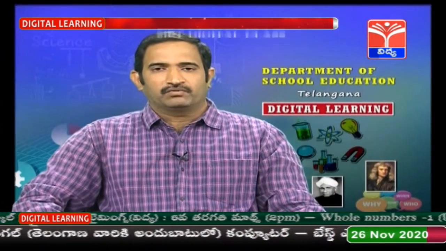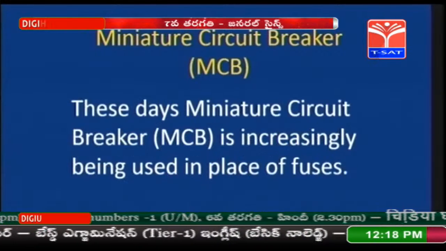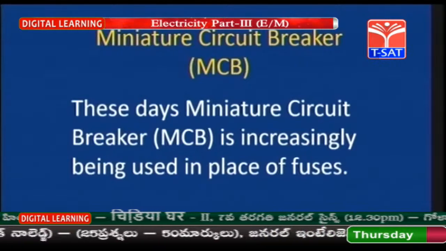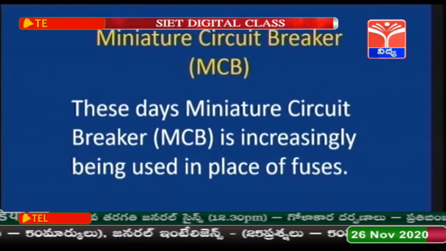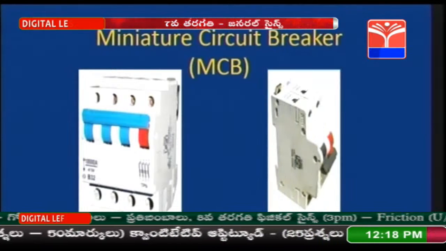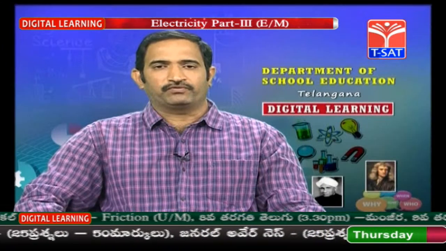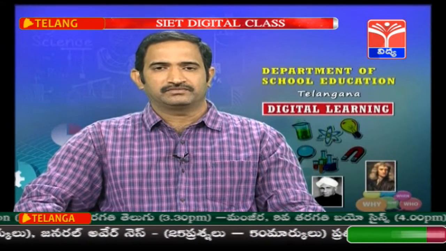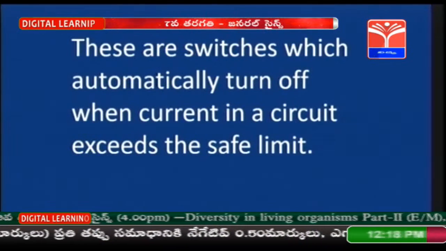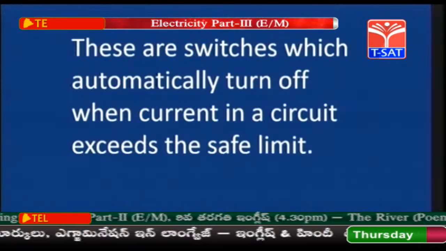Now we will see what is a miniature circuit breaker. Now these days miniature circuit breakers are increasingly being used in place of fuses. Now have you seen one already? This is our MCB. Now it is also another type of MCB we will find in our circuit boards. Now these are the switches which automatically turn off when electric current in a circuit exceeds the safe limit.